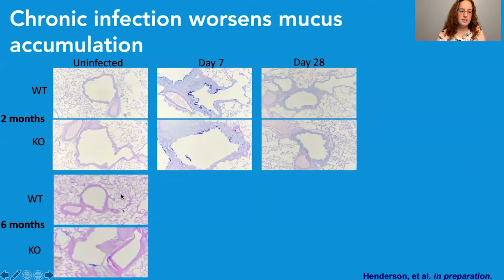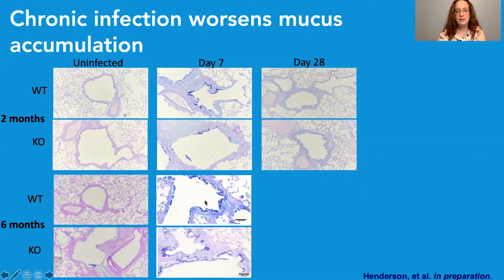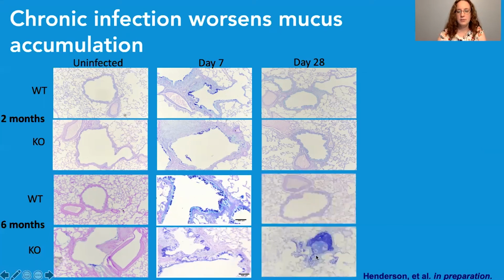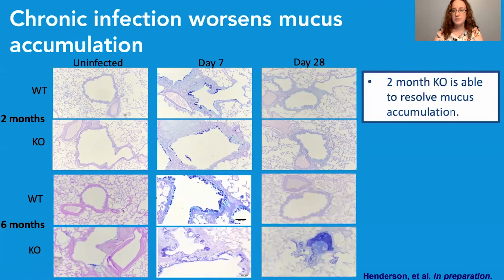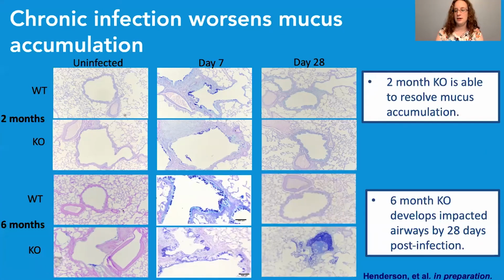In contrast, at 6 months of age, the knockout starts with more mucus in the airways. You can see it lining the epithelial surface in several small airways. At day 7 post-infection, again, both genotypes are making an abundance of mucus in the small airways, but you can see in the knockout these mucus strands that are stuck to the epithelial surface and unable to clear. This leads to a complete impaction of small airways with mucus by day 28 post-infection, whereas the wild-type airways have become clear again. So the 2-month-old knockout is able to resolve mucus accumulation following infection, but the 6-month-old knockout develops impacted airways by 28 days post-infection.